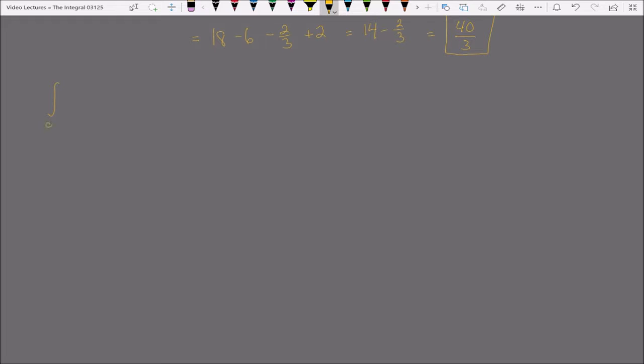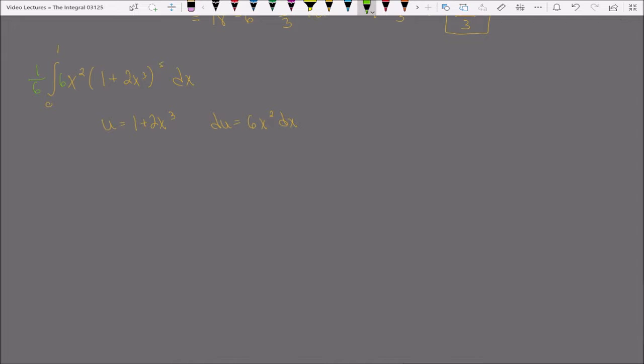Next, the integral from 0 to 1 of x squared times (1 plus 2x cubed) all raised to the 5th power. Why don't we let u be equal to 1 plus 2x cubed? This, of course, means that du is 6x squared dx. What we need to do is multiply by 6 and then divide by 6.